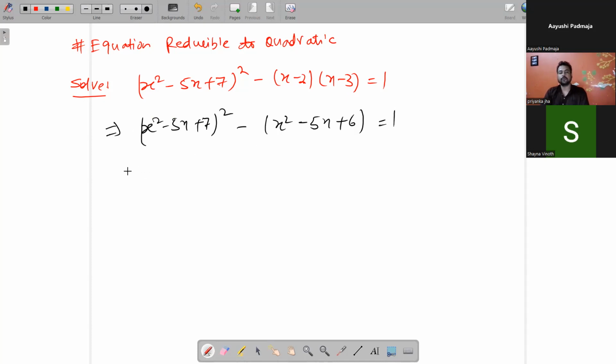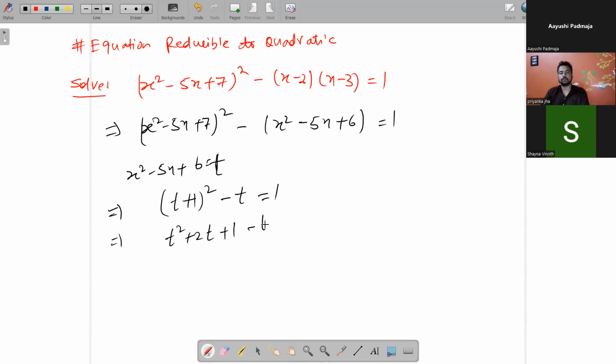Now you can see that if you assume x squared minus 5x plus 6 equal to t, then you can rewrite this as t plus 1 whole square minus t equal to 1. Now you have to solve this first. t square plus 2t plus 1 minus t equal to 1. From here we have t square plus t equal to 0. Just take t common. t into t plus 1 equal to 0. So either t equal to 0 or t plus 1 equal to 0, so t equal to minus 1.